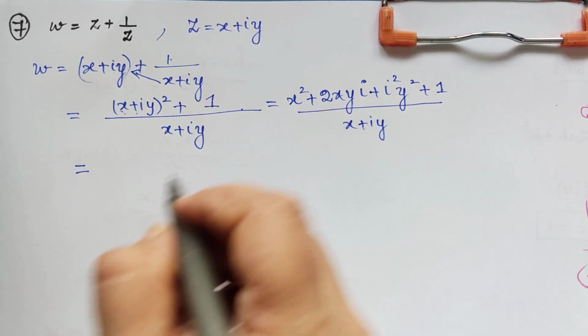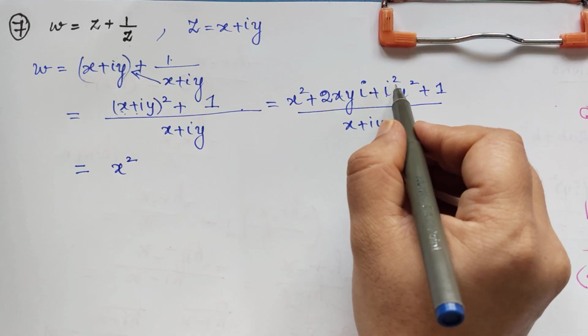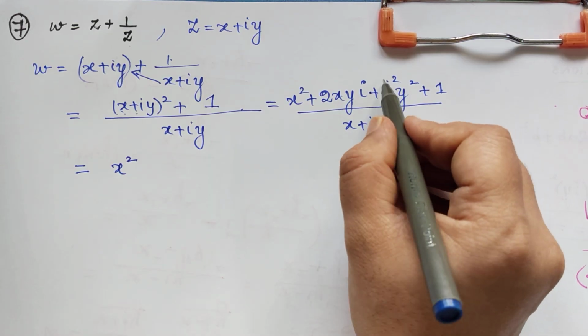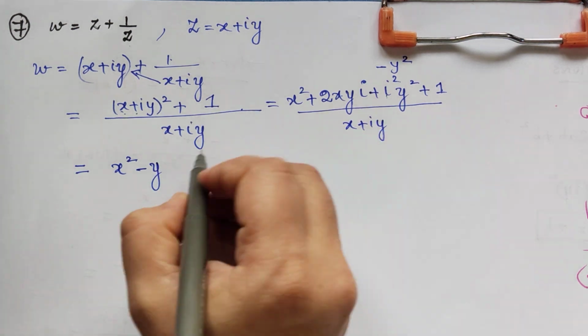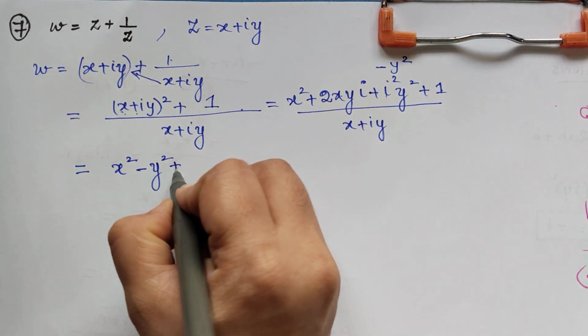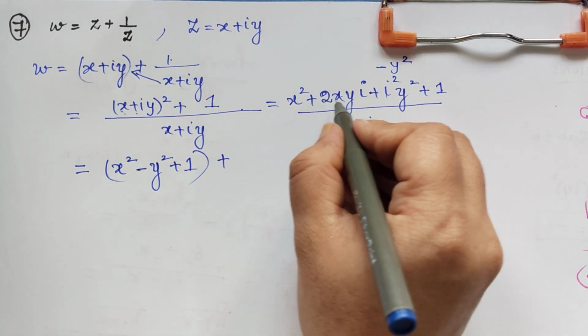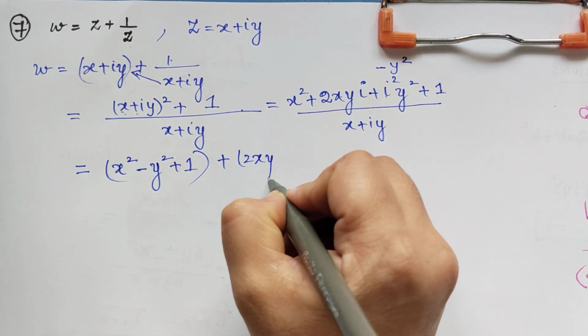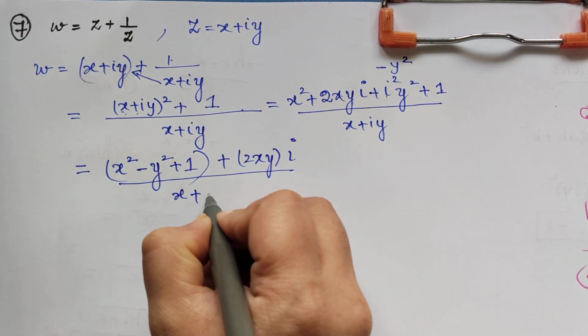Further this can be written as x², and we know that i² is minus 1, so it will be minus y². So I can just combine the real parts: x² minus y² plus 1. This gives us the real part, plus the imaginary part in the numerator, which is 2xy multiplied with i. Still we have the denominator x + iy.